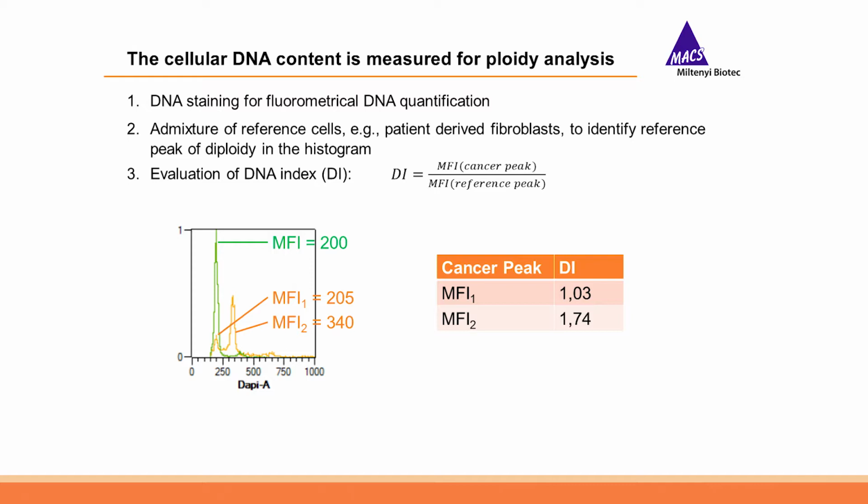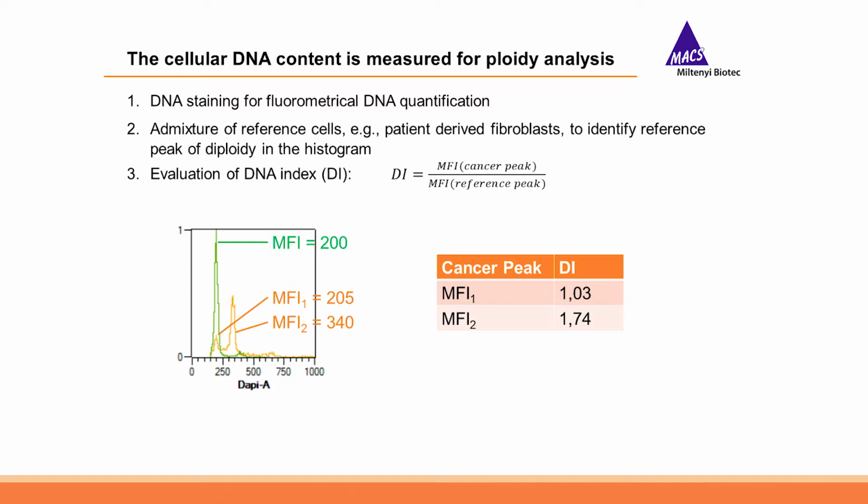The important thing here is to admix a reference cell, and typically you use patient-derived fibroblasts or lymphocytes because you have to identify the reference peak of diploidy in the histogram. And taking then the DNA histogram, you evaluate the so-called DNA index or DI by dividing the mean fluorescence intensity of one cancer peak by the mean fluorescence intensity of the reference peak.